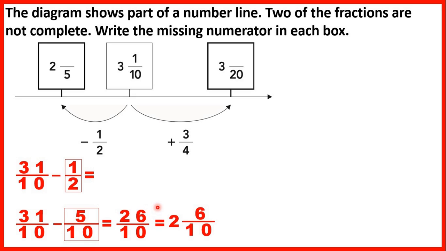So 26/10, if we turn that back into a mixed number, is the same as 2 and 6/10, because 26 divided by 10 is 2 remainder 6, and the denominator stays the same. But here the denominator is 5, so we need to find an equivalent fraction for 6/10 with a denominator of 5. Now 2 and 6/10 is the same as 2 and 3/5 because we can simplify 6/10 by dividing both the numerator and the denominator by 2. 6 divided by 2 is 3, 10 divided by 2 is 5. So because our answer is 2 and 3/5, we know that this missing numerator must be a 3.